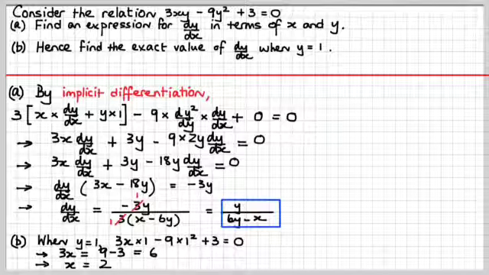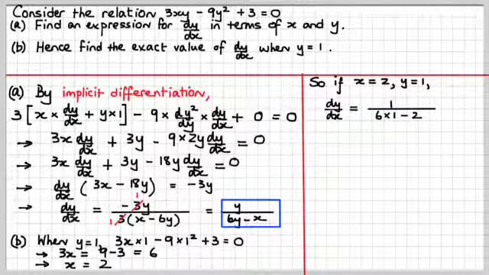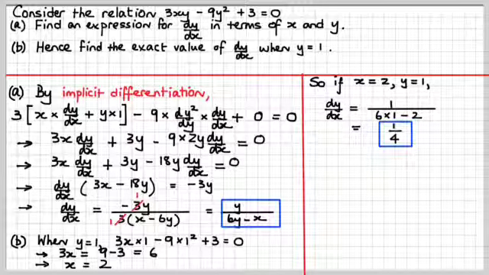Jolly good show. Now we know that x is 2 and y is 1, and we can plug that into here to get our specific value of dy/dx when y is 1. And there it is. So it's 1 over 6 times 1 minus 2, which is 1 over 4, and that's our answer.